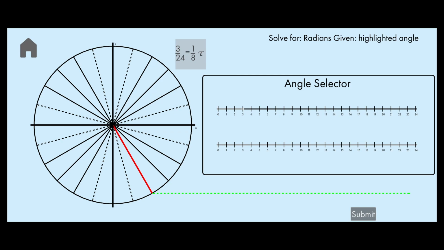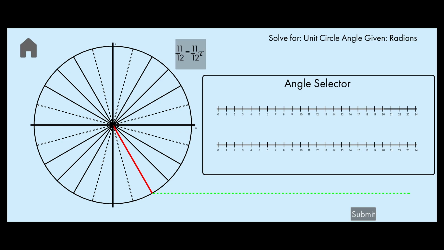In this next example, in the top right, it informs me that I am to solve for the radian angle, given the highlighted angle on the unit circle. Same type as the previous problem. The angle given is 2 sections past the straight down line. I know each quarter of a circle is 6 sections, so the straight down is 3/4 times 6 slices each, for 18 slices. Then I just add the 2 additional onto it for 20 total.